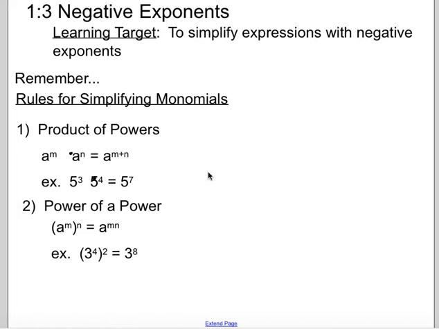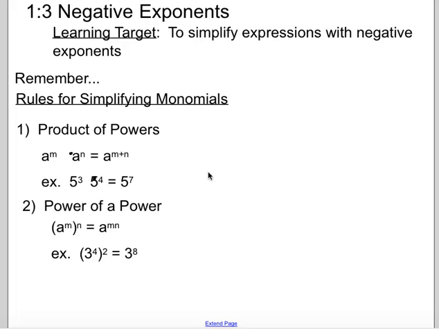The first rule is the product of powers. So this is the one where you're going to add the powers. So if you have the same base, like a to the m times a to the n, they both have the base there of a, you can go ahead and add the powers together and combine those as one. So you can go a to the m plus n. So the example there is 5 to the third times 5 to the fourth. So you can add the powers there together. 3 plus 4 there is 7, so you get 5 to the 7th power.